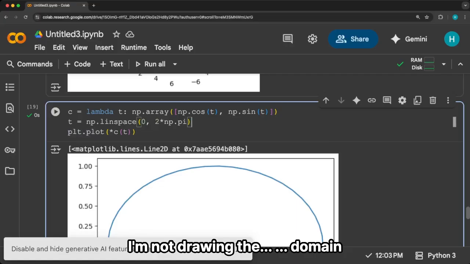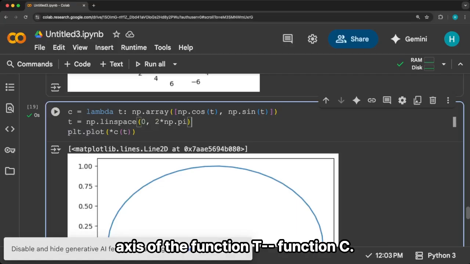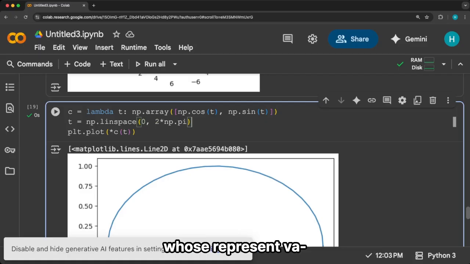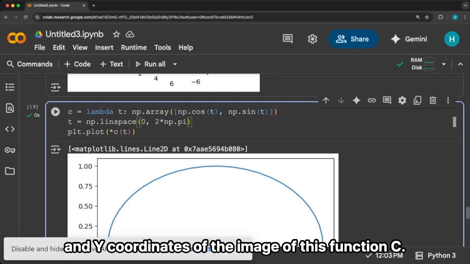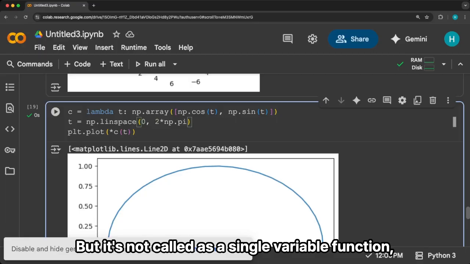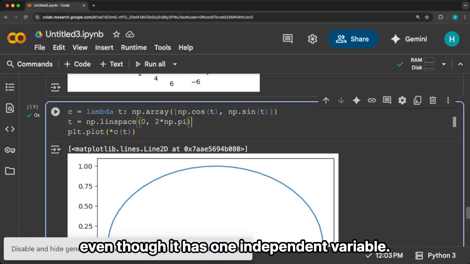Here, I'm not drawing the domain axis of the function c. Function c has a domain represented by variable t, and the interval is 0 to 2 pi. I'm not drawing that axis in this two-dimensional figure. I'm drawing only the x and y coordinates of the image of this function c. So c is not a single variable function. It's called a multivariable function, actually a parametric curve, but it's not called a single variable function, even though it has one independent variable.